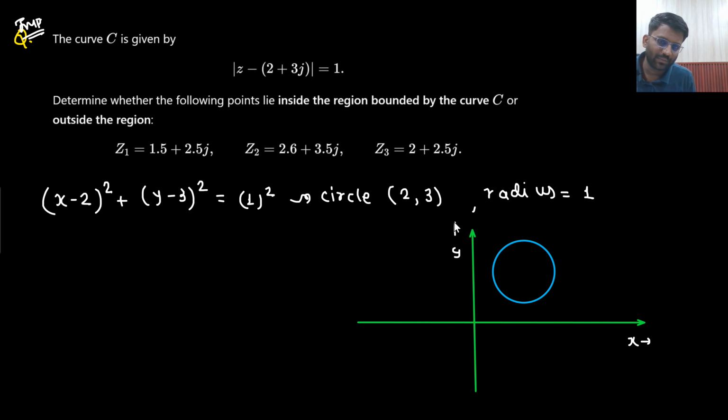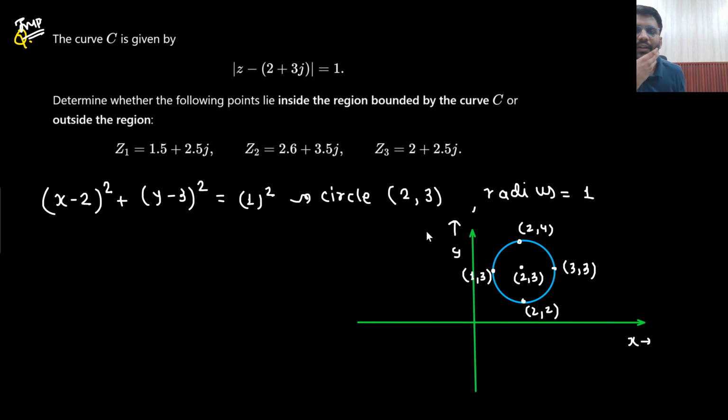Why is that so? Because I can directly see this is your 2 comma 3. On x-axis you need to move for 1, so this point will become 3 comma 3. On x-axis you need to move for 1 the other way, so this point will become 1 comma 3. On y-axis you need to move for 1, so this point will become 2 comma 4. On y-axis you need to move for 1, so this point will become 2 comma 2. Right? These are the points.